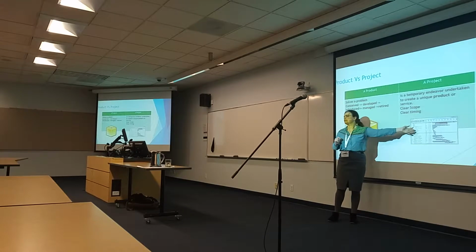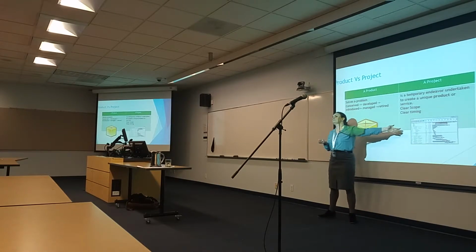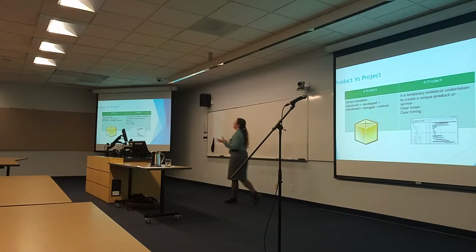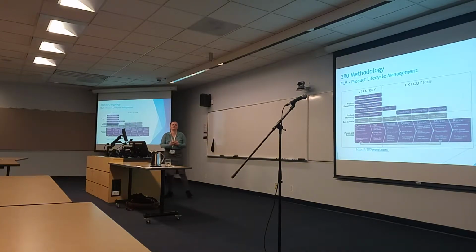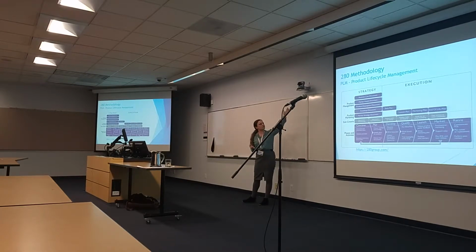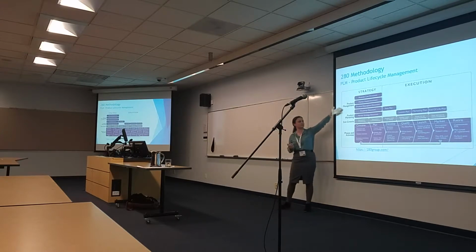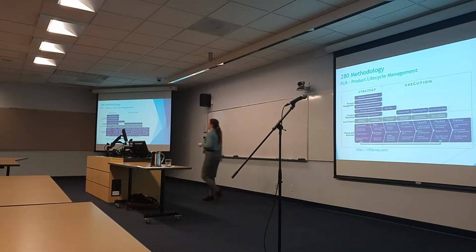Versus a project. Everybody knows this screen, right? What does this screen mean? A project has Gantt charts, a clear scope, clear timing, and it might contain managing one of the products in it. Now, the methodology behind product management: just like the PMP organization for project managers, there is another organization called PLM, which is on the hidden slide later on, and the PLM manages the product versus the project. There's also an organization called 280, and they have all this process for product management.